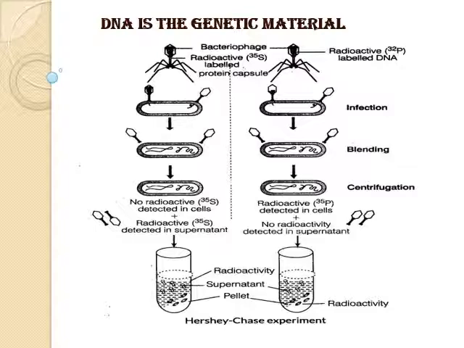Bacteria that were infected with viruses that had radioactive proteins were not radioactive. This indicated that the proteins did not enter the bacterium from the viruses. This proved that DNA is the genetic material that is passed from virus to bacteria.